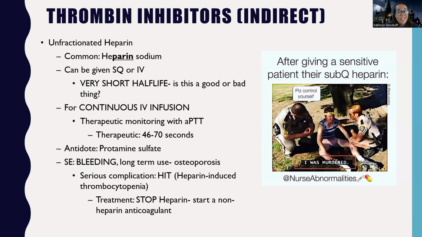And then remember with the PTT, we're only really checking that on patients that are on that continuous IV infusion. But effectively, getting back to the heparin-induced thrombocytopenia, with this, we stop the heparin and we start a non-heparin anticoagulant. We usually use argatroban or other medications intravenously if we need a different choice, because this one is not safe.